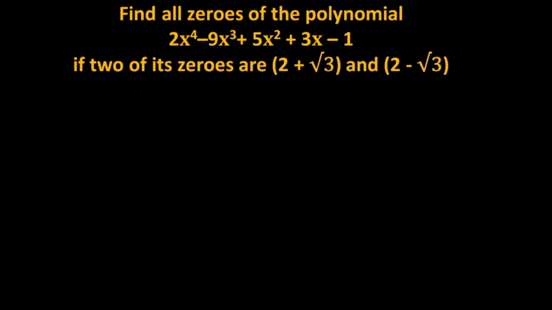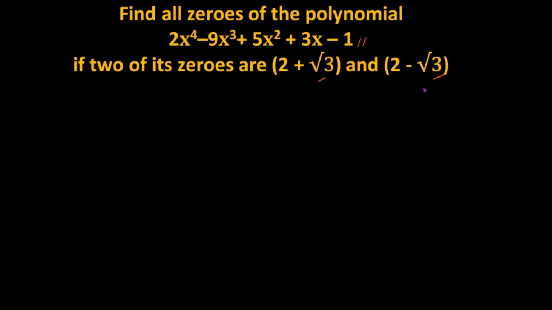Today we will see a very interesting problem. A fourth order polynomial equation is given. Two roots of this polynomial equation are given, that is 2 plus root 3 and 2 minus root 3. We need to find the two other roots. We will do this problem in two methods.